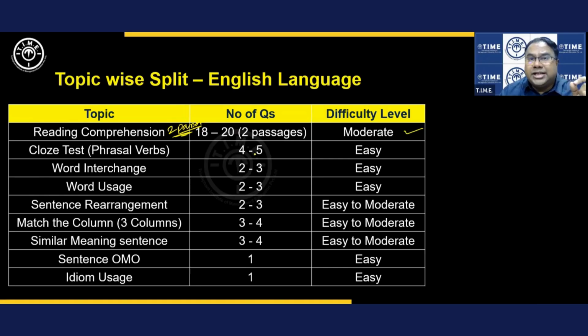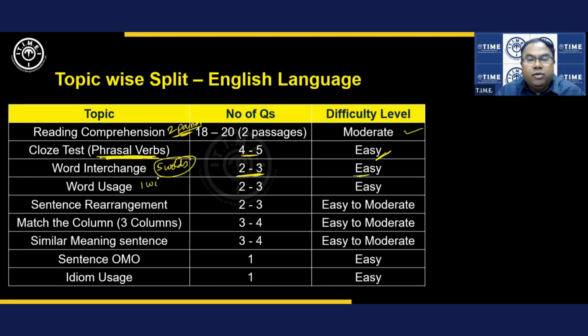Then we have cloze tests, 4 to 5 questions. We can call it easy. The blanks should be filled with phrasal verbs, which were actually easy to crack. Then word interchange, 5 words given in bold. You have to interchange them to make a meaningful sentence. About 2 to 3 questions, which were easy.